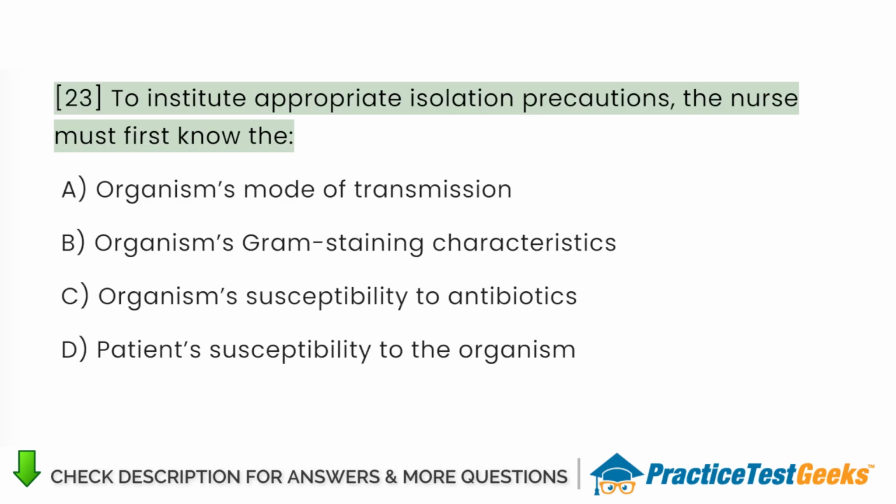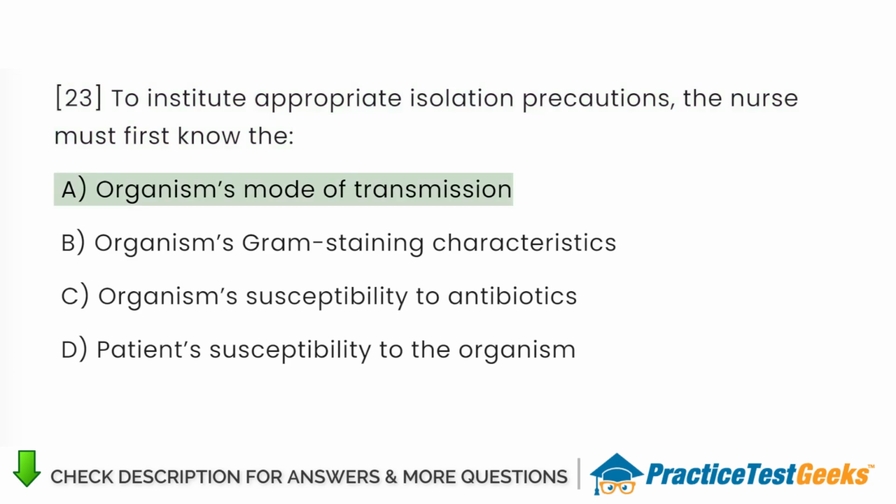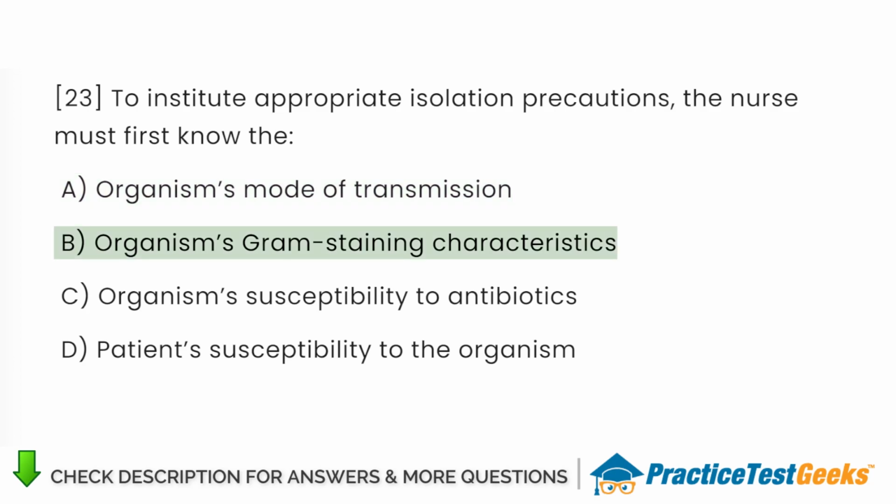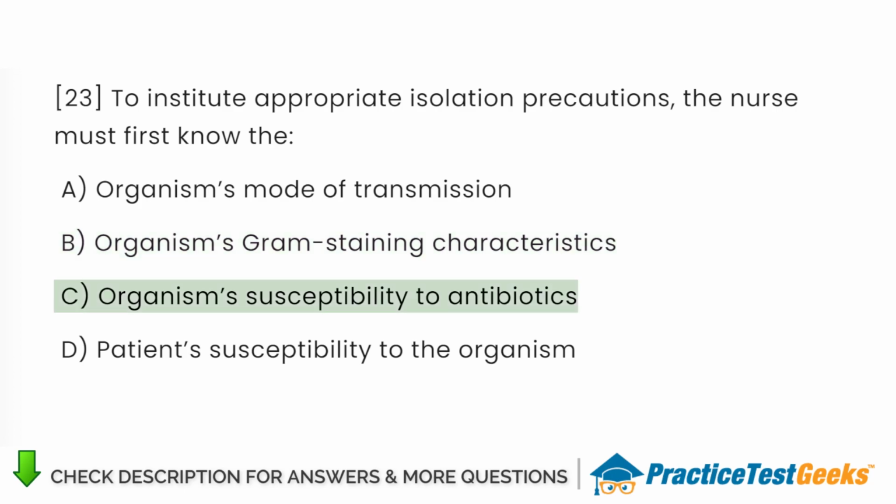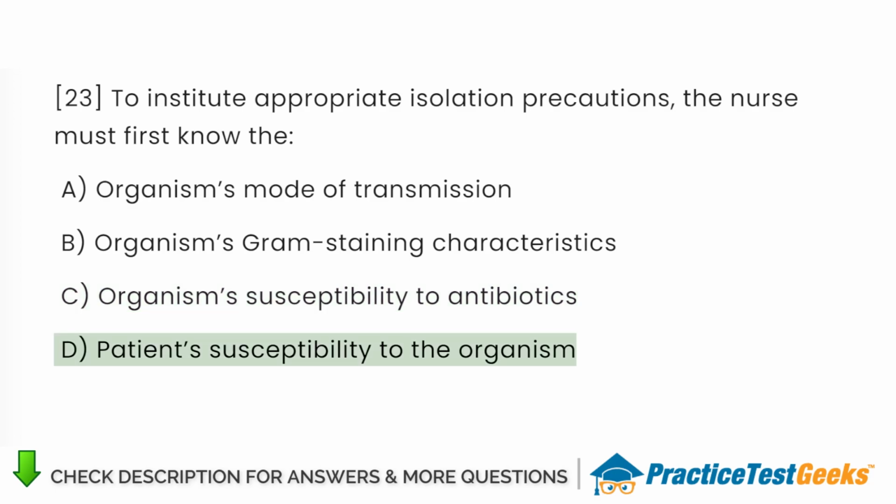To institute appropriate isolation precautions, the nurse must first know the: A. Organism's mode of transmission. B. Organism's gram-staining characteristics. C. Organism's susceptibility to antibiotics. D. Patient's susceptibility to the organism.